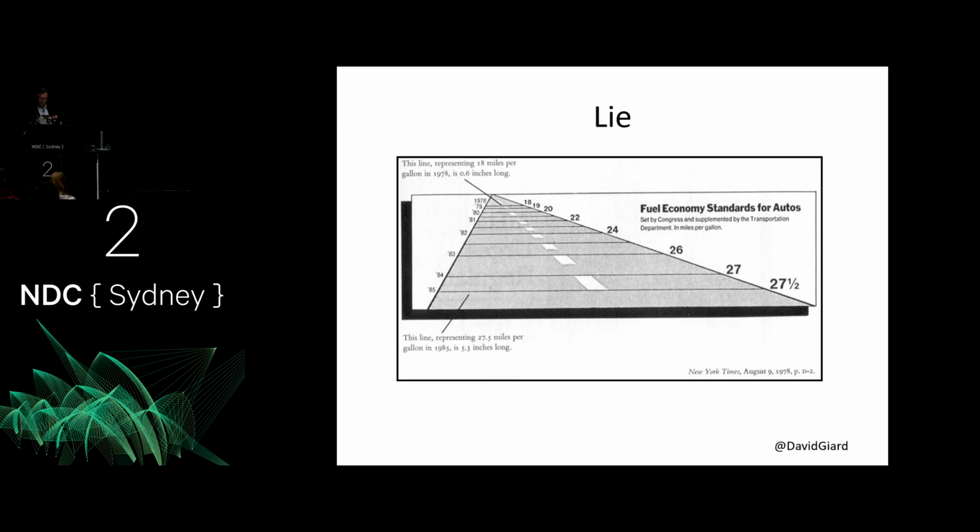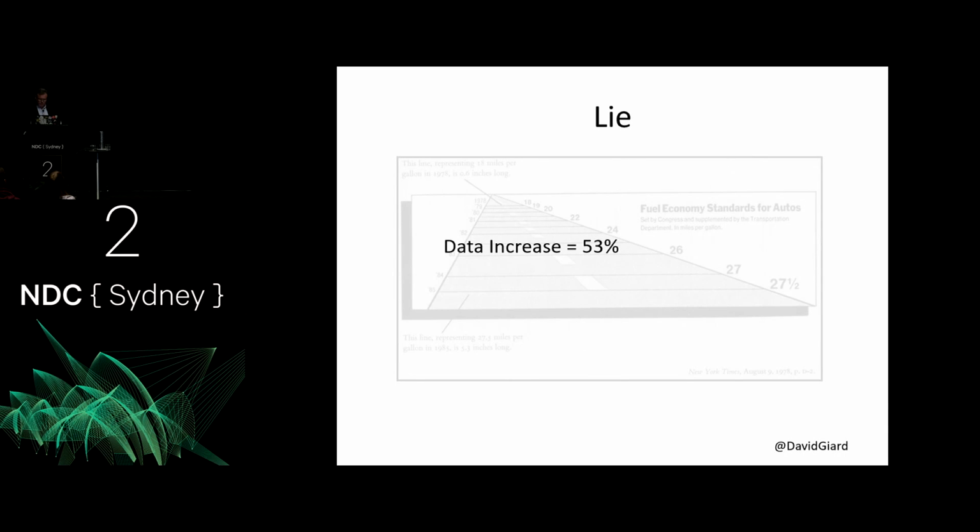And in this particular graphic, the data increased by 53%, quite a bit, from 18 to 27.5. But those lines increased by 783%. So this thing is lying to us almost 15 times over. The magnitude is not off by a little bit. It's off by a lot, which is a problem. It's a lie.